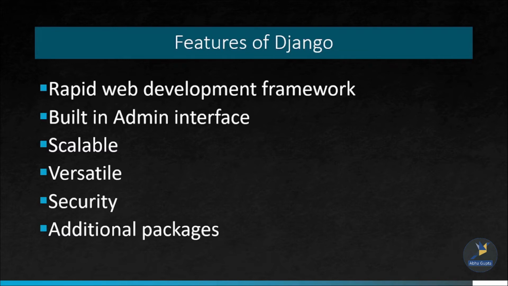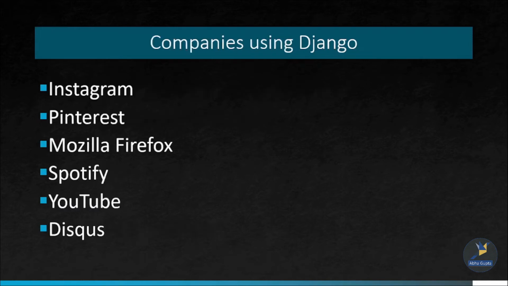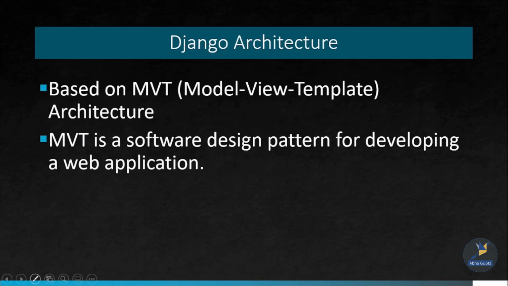It provides security. Its user authentication system provides a secure way to manage user accounts and passwords. So the primary goal of Django is to ease the creation of complex database driven websites, reusability of components, less code, less coupling, rapid development, and the principle of don't repeat yourself. Companies which are currently using Django, to name a few, we have Instagram, Pinterest, Firefox, Spotify, YouTube, and the list is endless.